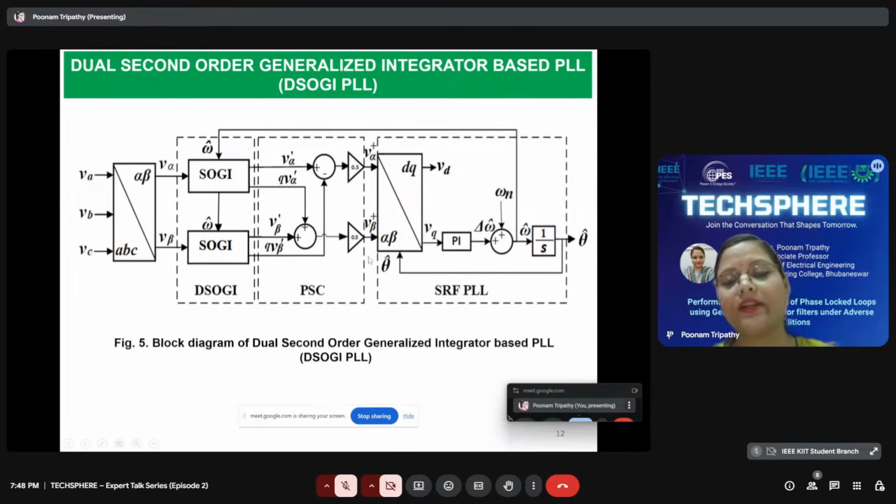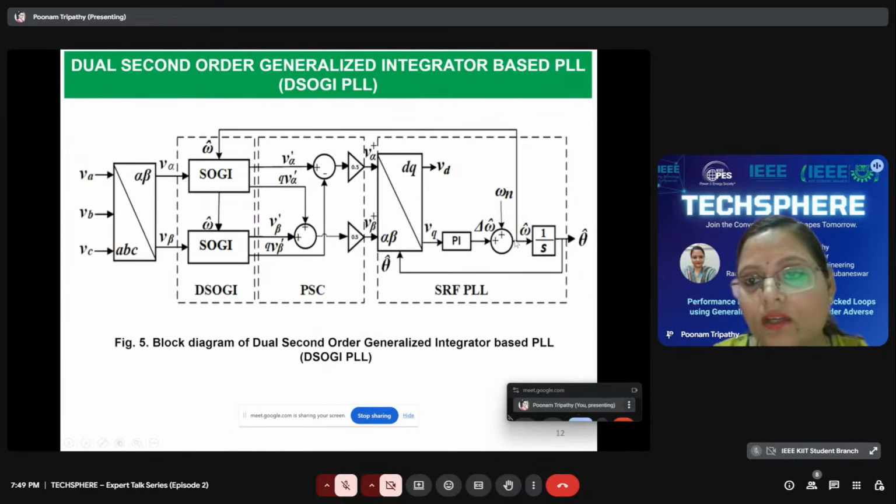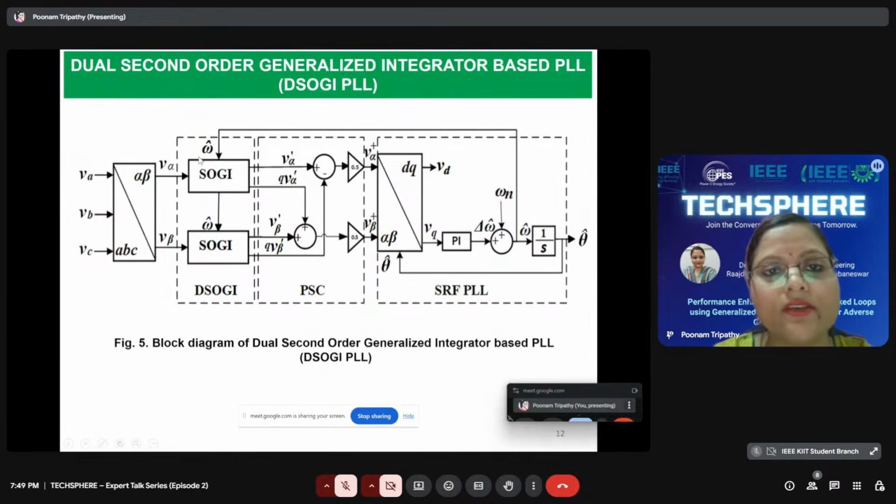So once these fundamental frequency positive sequence components in the alpha beta reference frame are obtained using the instantaneous symmetrical component calculation method in the PSC block, they are given as an input to the SRF PLL to estimate the grid phase angle accurately. Here you can see that omega cap, that is the estimated grid frequency, is once again given as an input to the two SOGI based filters in order to make the overall PLL frequency adaptive in nature.